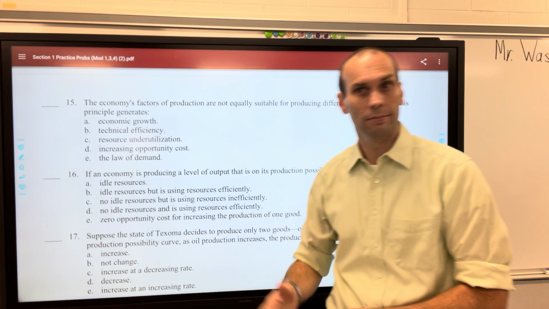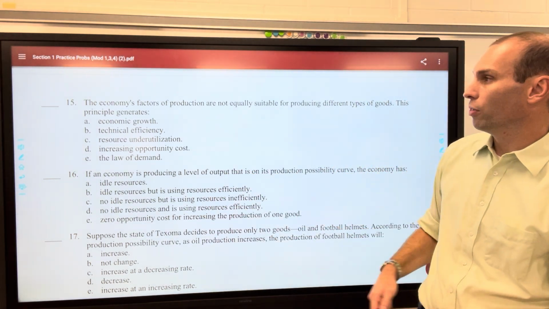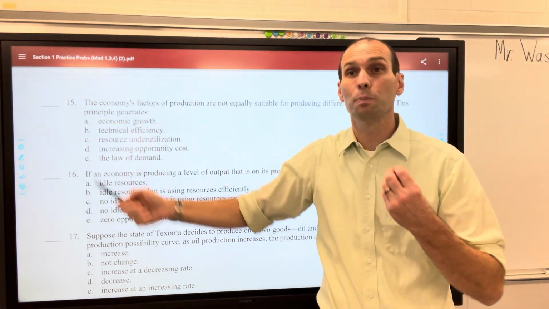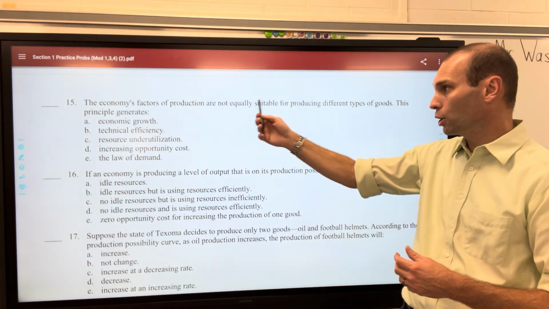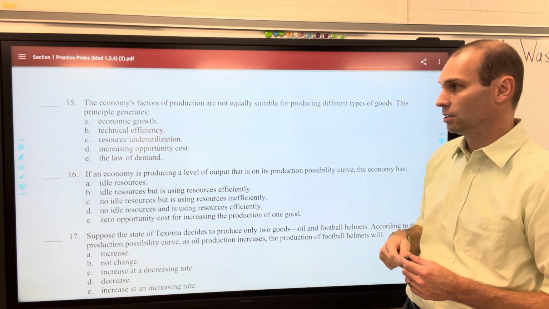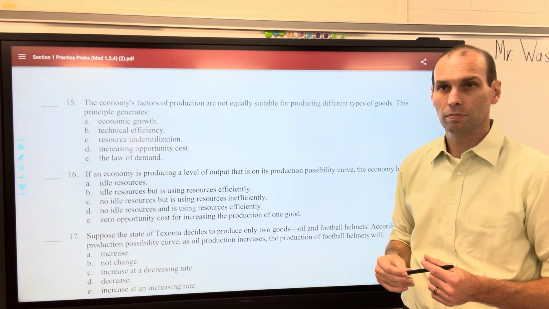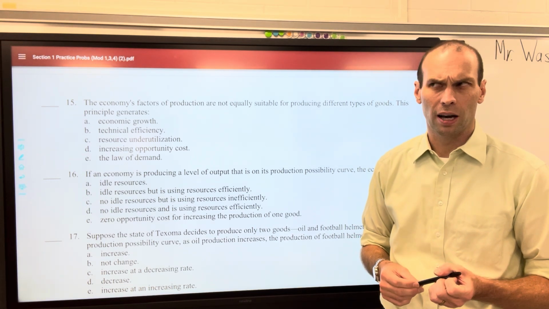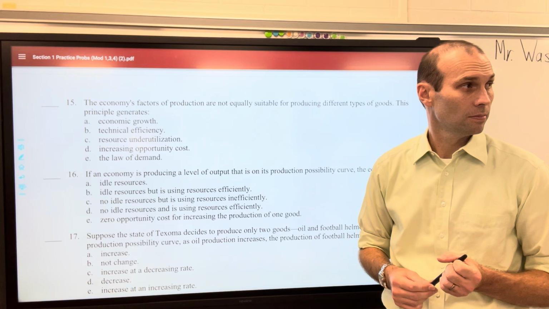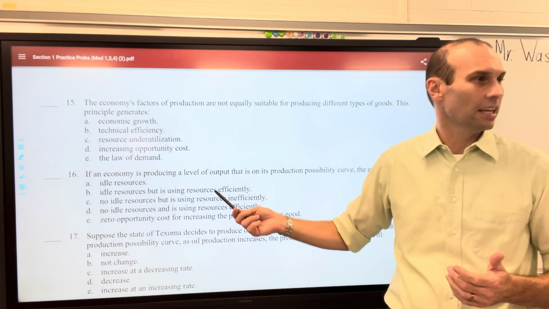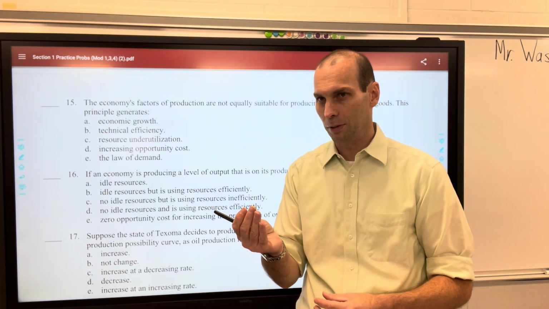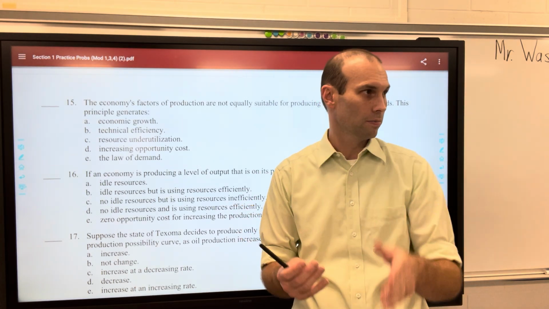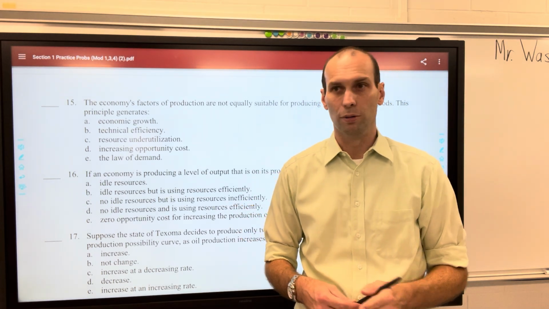In short, let's look at this question. We know that if there is specialization, as in the economy's factors are not equally suitable for producing different types of goods, this would create what problem? Or phenomenon, really? It would be an increasing opportunity cost. Specialization means you have increasing opportunity costs because that curve is bowed out. Make sense? But it was cakes and cupcakes.